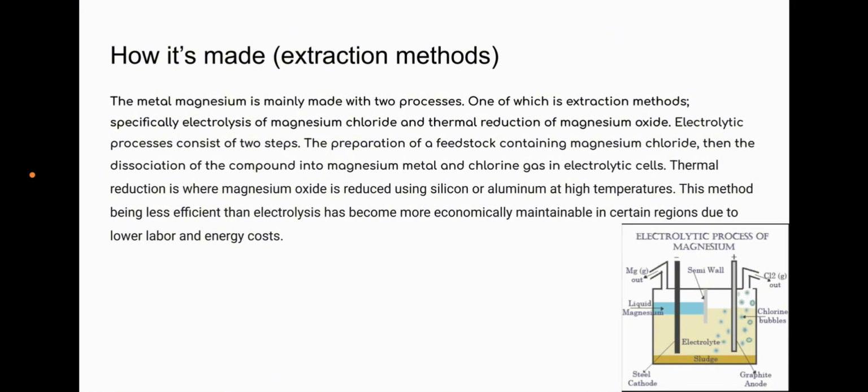Thermal reduction is where magnesium oxide is reduced using silicon or aluminum at high temperatures. This method, being less efficient than electrolysis, has become more economically maintainable in certain regions due to lower labor and energy costs.